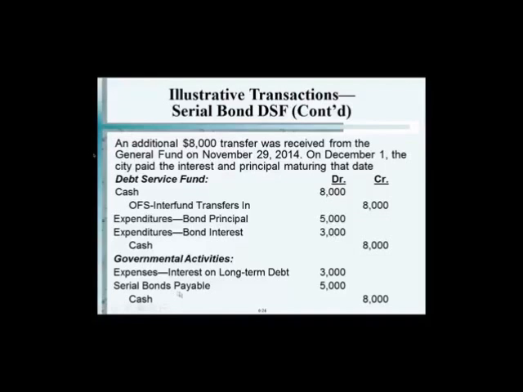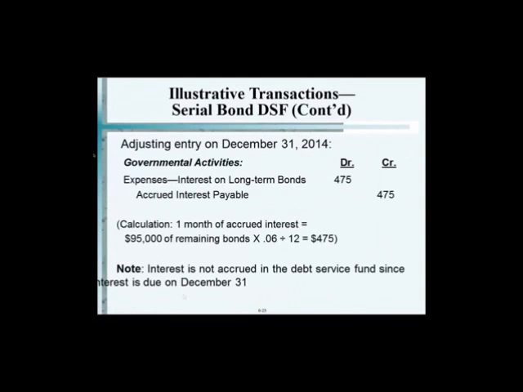Adjusting entry at the end of the year. Notice the accrual of interest on the full accrual basis. One month of accrual of interest. Interest is not accrued in the debt service fund since it's not due on December 31st. Important. Anyone not understand that?